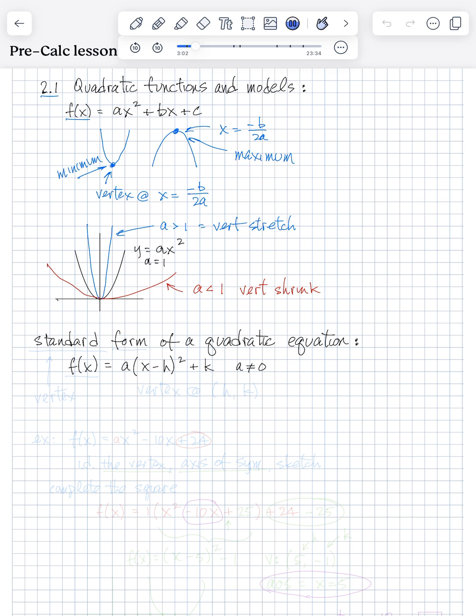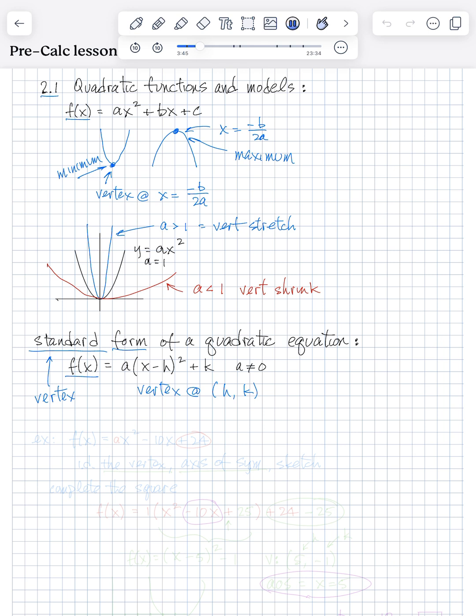Okay, now let's look at the standard form of a quadratic equation. Instead of y equals ax squared plus bx plus c, the standard form, or as I like to call it, the vertex form of a quadratic, f of x is equal to a times x minus h squared plus k, and the vertex is at coordinates h, k. So that's why I call it the vertex form.